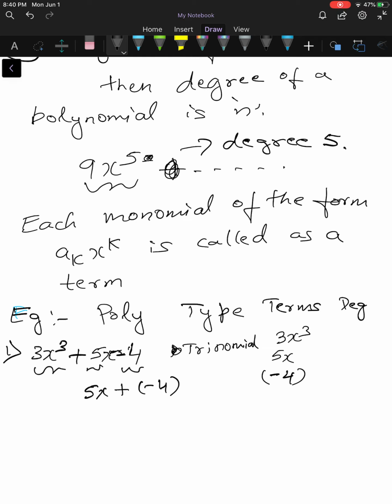Second example, negative 7xy and negative 5yx. You can say xy and yx are different. No, because x and y are real numbers, and real numbers satisfy the commutative property. Therefore xy and yx are the same. So the variables are the same, but it doesn't matter if the coefficients are different. So like terms are those.